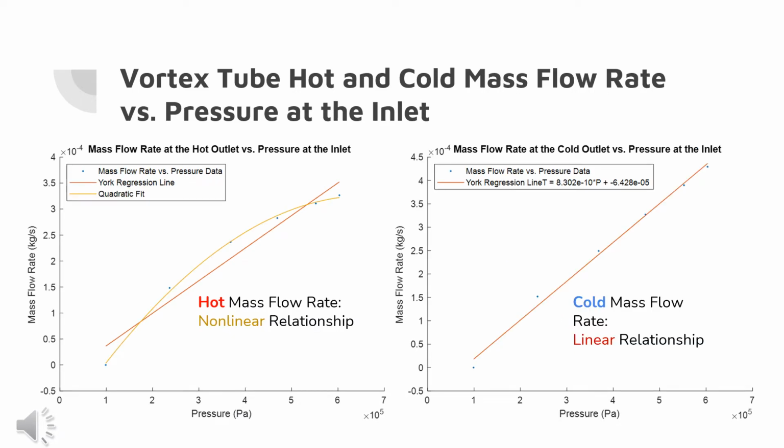We did this same analysis for the mass flow rate at the outlets versus pressures at the inlets. For the hot mass flow rate outlet, there was a nonlinear relationship. Again, a quadratic fit was a lot better than a linear fit, but that relationship is likely not quadratic. But for the cold mass flow rate at the outlet, there was a very linear relationship.